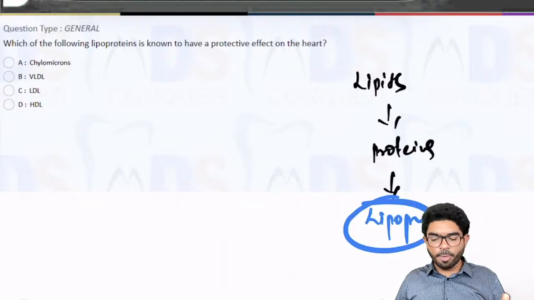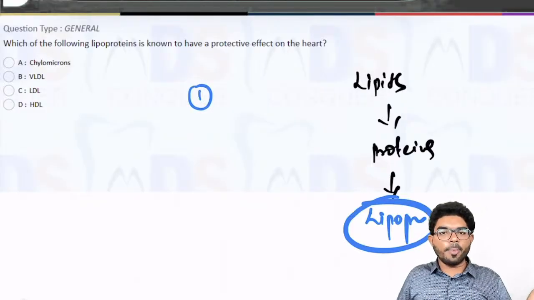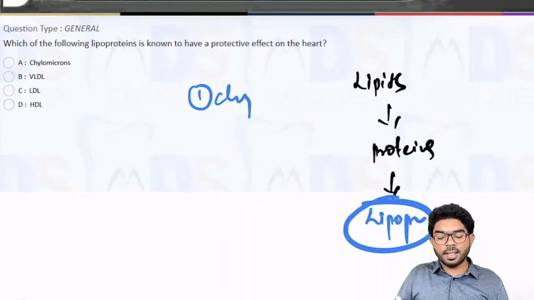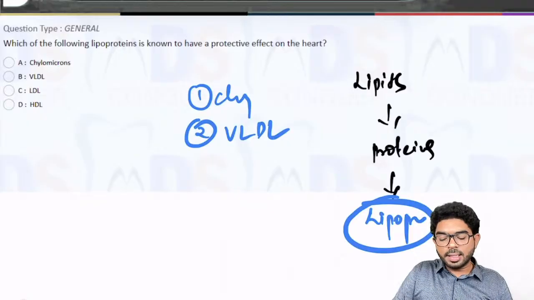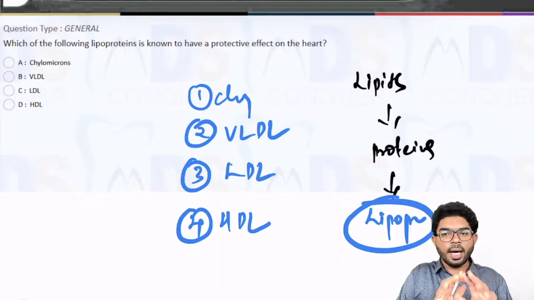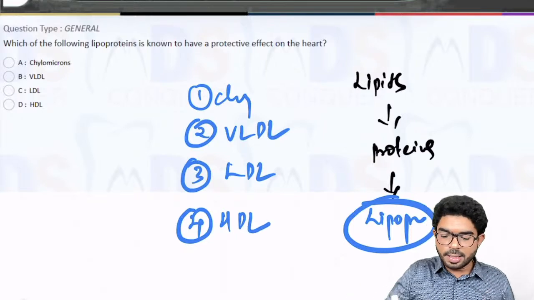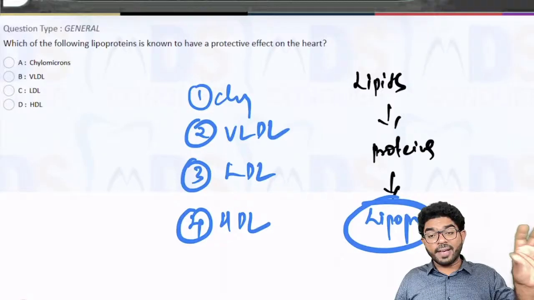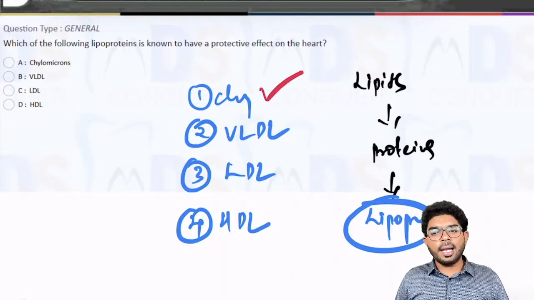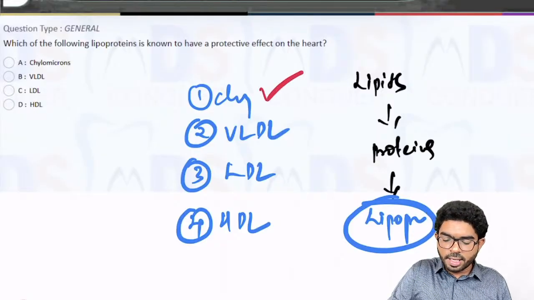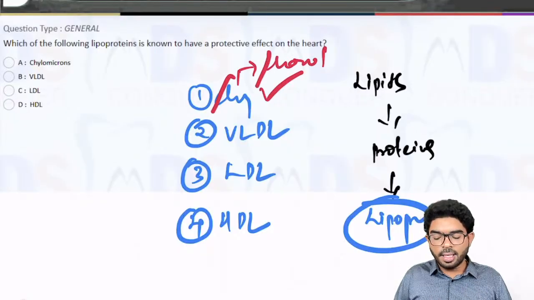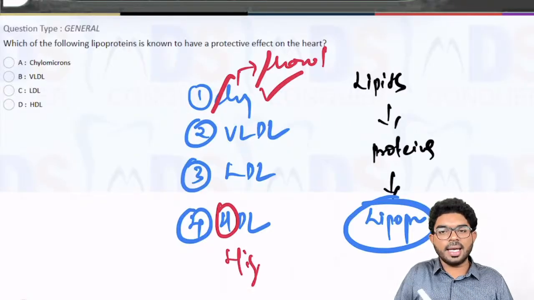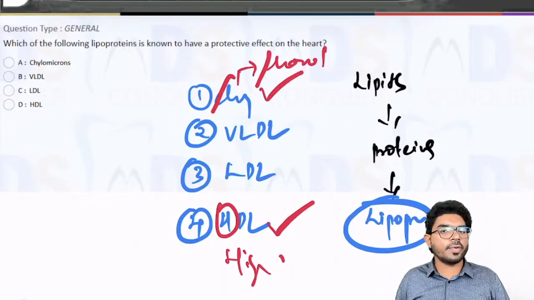There are different types of lipoproteins. The lightest are called chylomicrons. The second one is VLDL. The third one is LDL. The fourth one is HDL. We have discussed this well, and it is given in your notes. The smallest, weight-wise, is chylomicrons. You can remember chylomicrons as chotu. C for chylomicrons, chotu. Chotu means less weight. HDL, high density, is clearly telling us that the highest is HDL, and the lowest is our chotu.